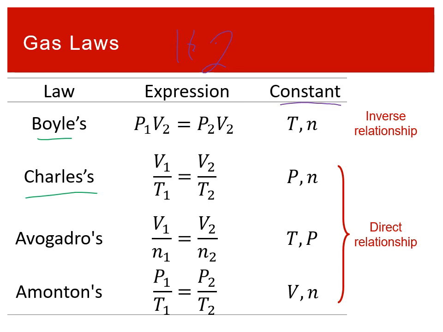We have 4 physical properties of gases. 2 are constant, 2 change. And then the only question is: is it an inverse relationship, which means they multiply together, or is it a direct relationship, in which case you have the fractions? So those relationships, we can parse out all of these different relationships between the different physical properties of gases.